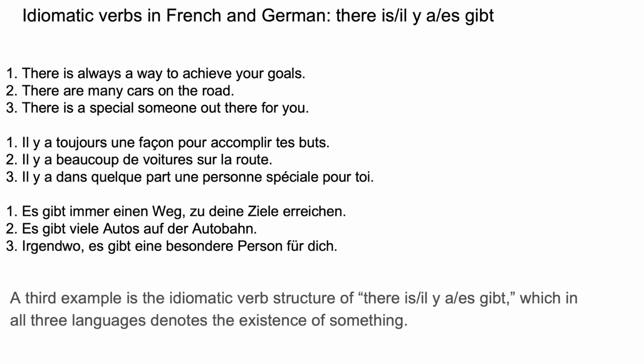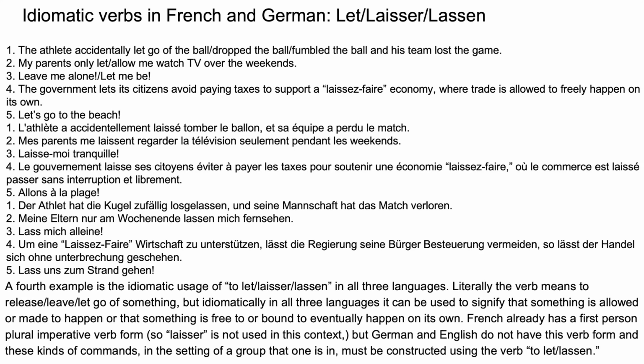A third example is the idiomatic verb structure of there is / il y a / es gibt, which in all three languages denotes the existence of something. A fourth example is the idiomatic usage of to let / laisser / lassen in all three languages. Literally, the verb means to release / leave / let go of something, but idiomatically in all three languages, it can be used to signify that something is allowed or made to happen, or that something is free to or bound to eventually happen on its own.